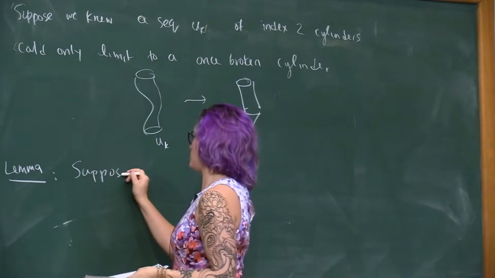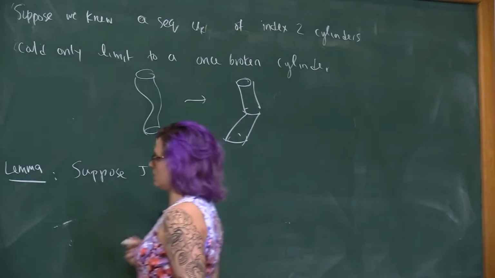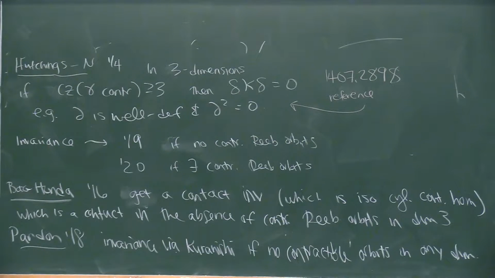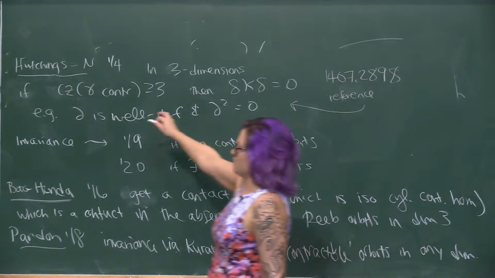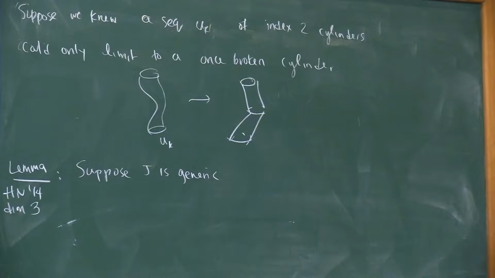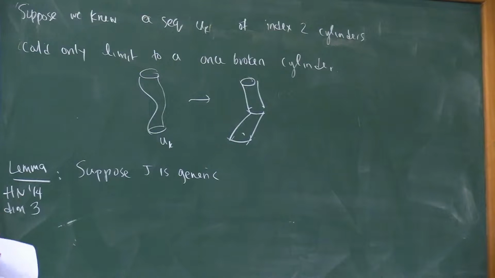Suppose J is generic. This is in the HN14 paper, and this is for dimension 3, and this assumption that the Conley-Zehnder index of gamma contractible is greater than or equal to 3. This lemma is true in dimension 3, but you would need an analog of this lemma to be true in arbitrary dimension to get the differential to square to 0.